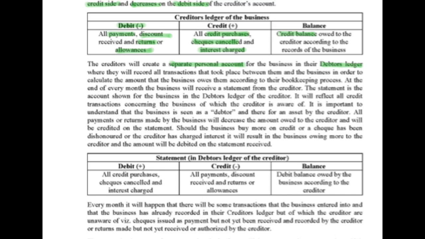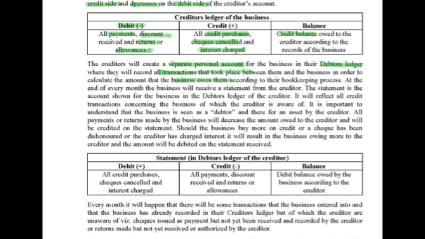So the creditor will create a separate personal account for the business in their debtors ledger, because for them, we are a debtor, where they will record all transactions that took place between them and the business in order to calculate the amount that the business owes them according to their own bookkeeping process.